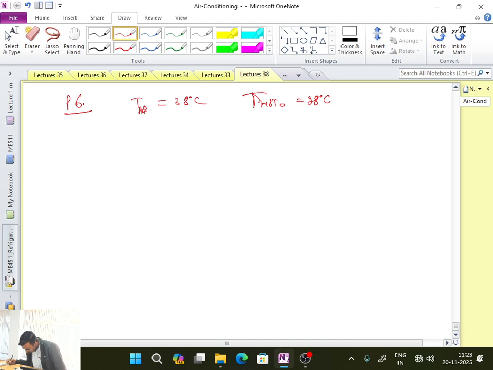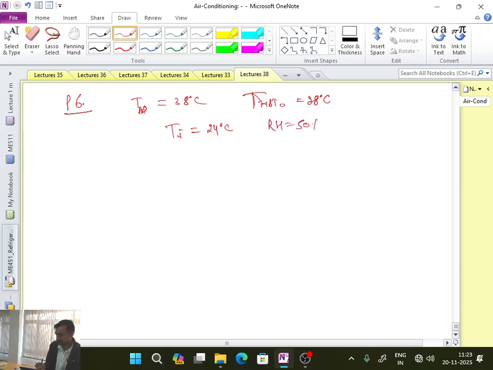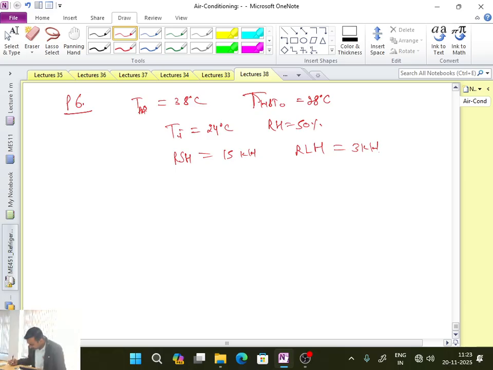The indoor design conditions of an operation theatre and anesthesia room are 24 degrees Celsius and 50% relative humidity. So indoor is 24 degrees Celsius and RH is 50%. Now what is given in the question is that RSH is 15 kilowatt and RLH is 3 kilowatt, and the fresh air requirement QV0 is 50 cmm, which is given in the question.